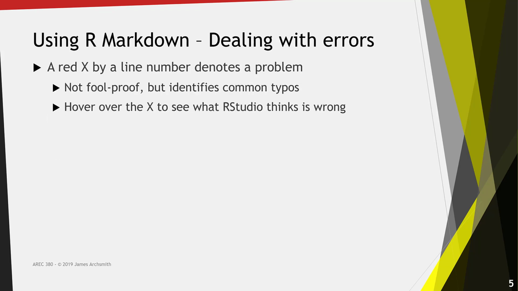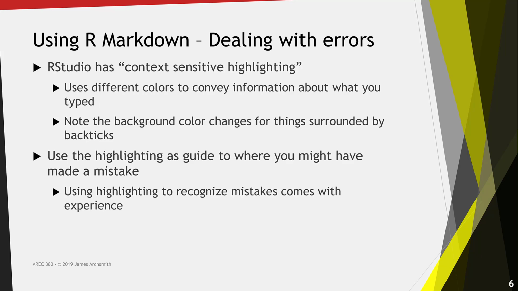Before you even try knitting your document though, you might notice that there are red X's by the line numbers in the editor window. This is another way to identify errors. This isn't foolproof, but it's going to identify some common typos. When you see one of these red X's, you can hover your cursor over it to see what RStudio thinks is wrong.